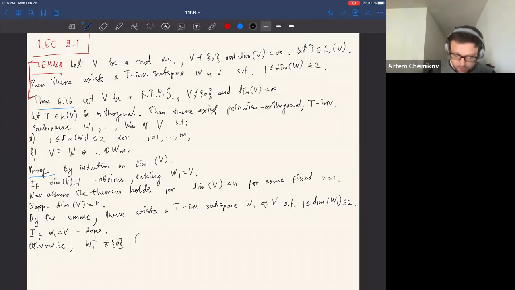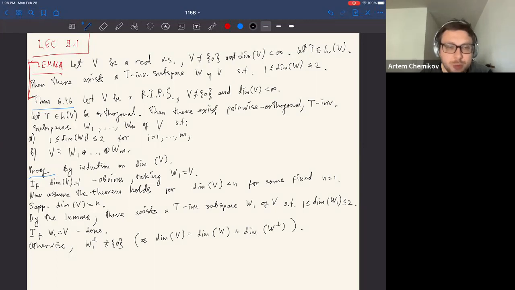Okay, so why? Because we know that the dimension of the whole space, remember, this is a basic property of orthogonal complements, is given by the sum of the dimension of W and the dimension of the orthogonal complement of W, right? Now, since we're assuming that W1 is not all of V, the orthogonal complement has dimension greater than 0. So in particular, it's non-trivial. It's not just the 0 vector. Okay, so we know that the orthogonal complement is non-trivial.